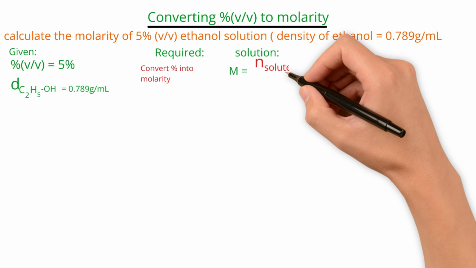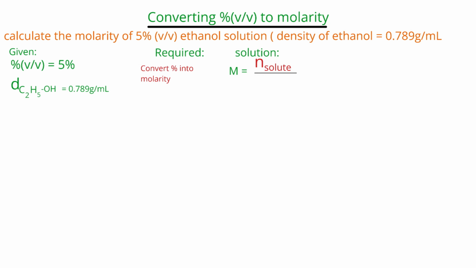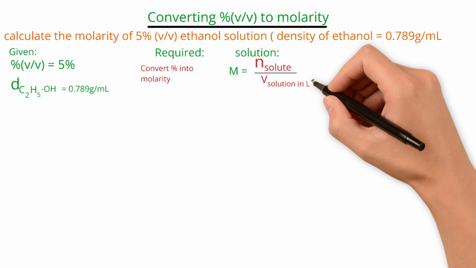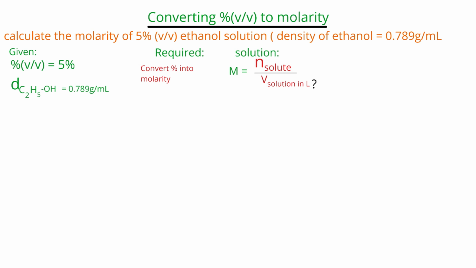Solution. Molarity is equal to moles of solute over volume of solution in liters. Before that, we don't know the value of volume of solution. Again, we don't know the moles of solute, therefore we cannot calculate molarity of the solution. Therefore, to calculate molarity, we must know the moles of solute and the volume of solution.